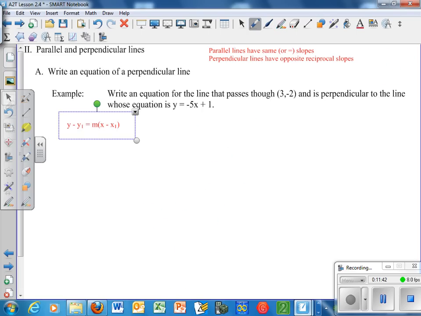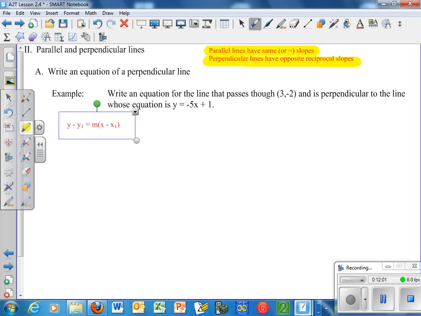Parallel perpendicular lines, reviewing that. Parallel lines have equal slopes. Perpendicular lines have opposite reciprocal slopes. From reviewing that from lesson 2-3. I think both my examples here are perpendicular, but parallel, you're going to use the same slope.